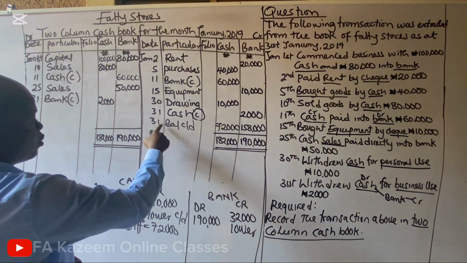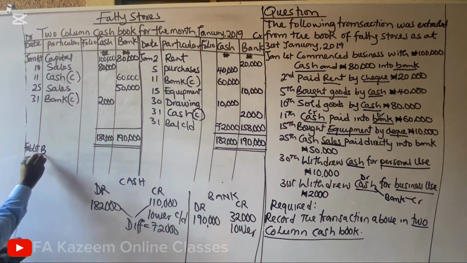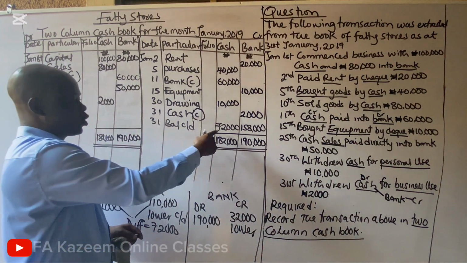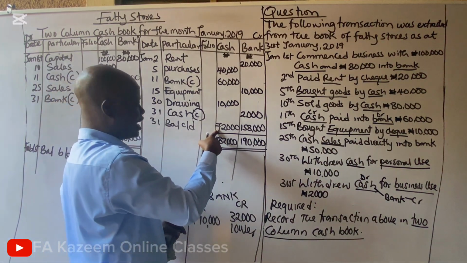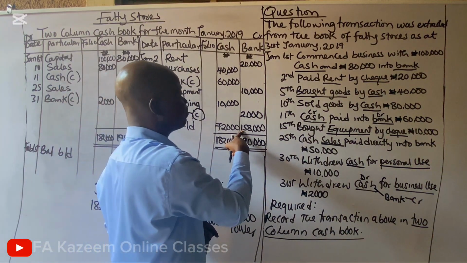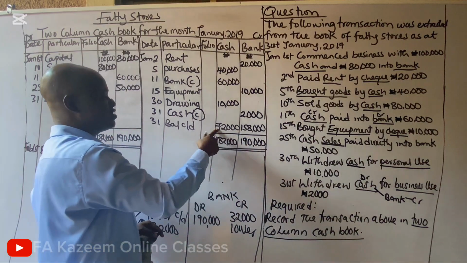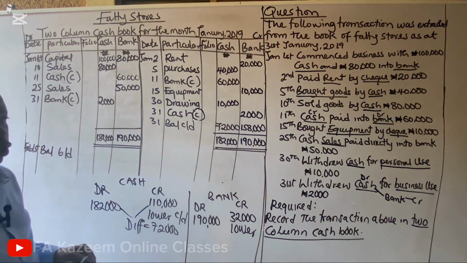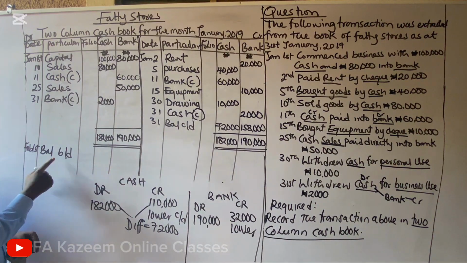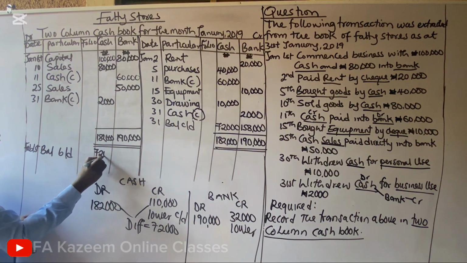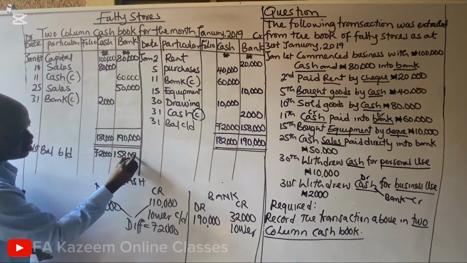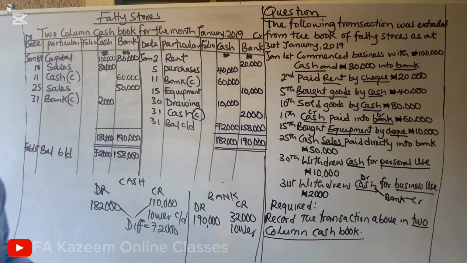If this is balance carried down on 31st of January, on February 1st, that's balance brought down. Meaning this is the closing amount of cash they have at the end of January business, and this is the closing amount they have in their bank at the end of January. This amount will be used to continue business in the month of February, and in February we call it balance brought down. For cash is 72,000, and for bank is 158,000. We have come to the end of this solution.